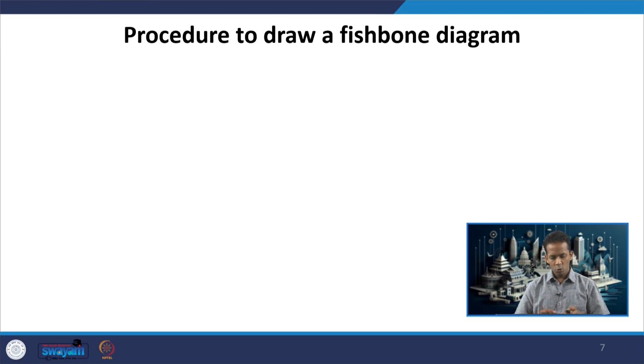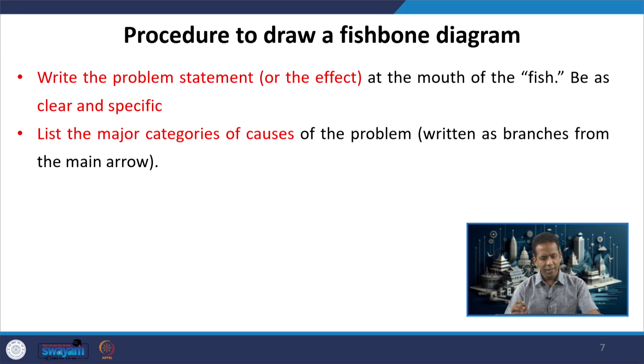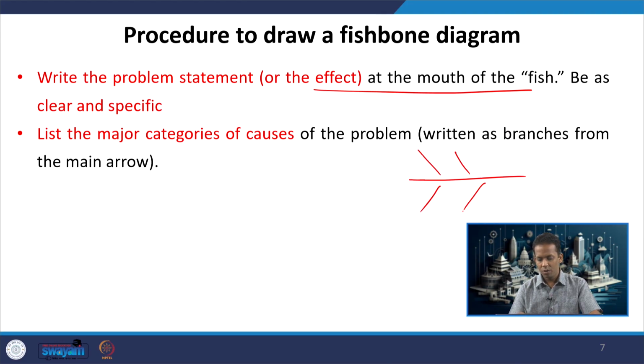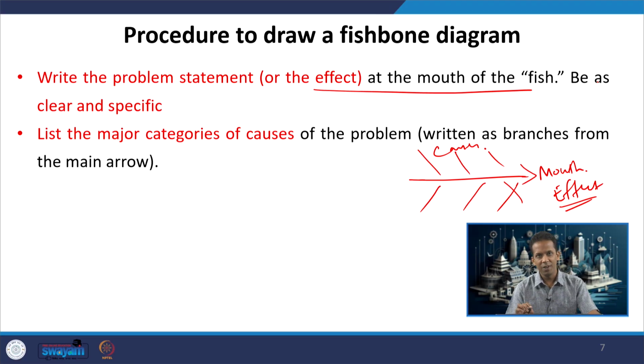Now let us see how the fishbone diagram is drawn. First, you write a problem statement or the effect at the mouth of the fish. If you remember the fish, suppose this is the fish, so this is the mouth of the fish. Here you write the effect, and these are going to be the causes. But the effect should be very clear and specific. It should not be vague or very generic, which would have infinite causes.